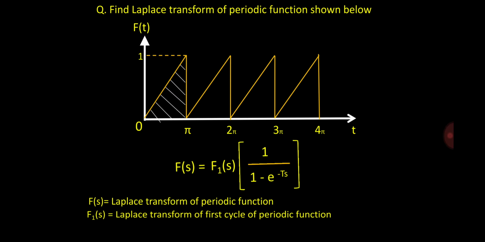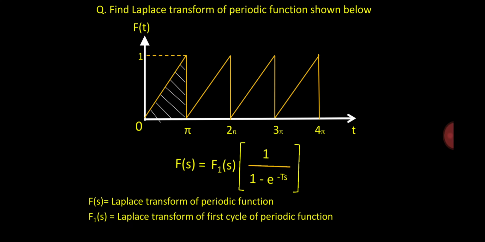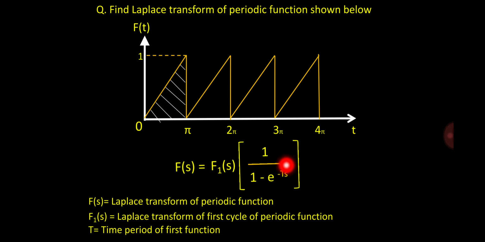F1(s) is equal to the Laplace transform of the first cycle of the periodic function. So if we want to find F1(s), then we have to concentrate on only the first cycle of the periodic function, and T, that is capital T, is the time period of the first function.